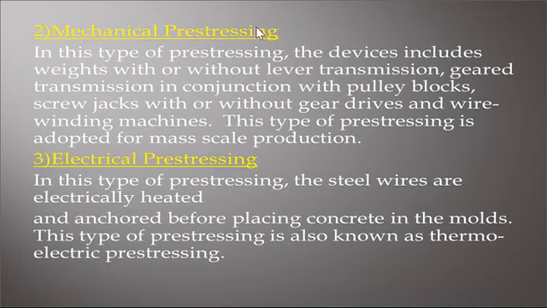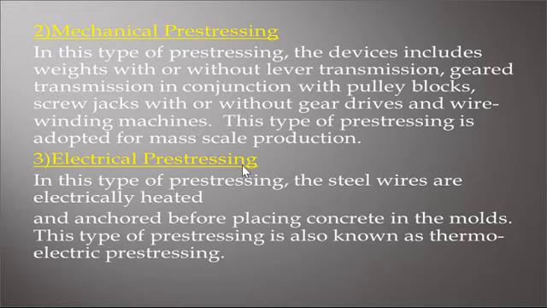Second one is the mechanical prestressing. In this type of prestressing, the devices include weights with or without lever transmission, geared transmission in conjunction with pulley blocks, screw jack with or without gear drive, and wire winding machines. This type of prestressing is adapted for mass scale production.